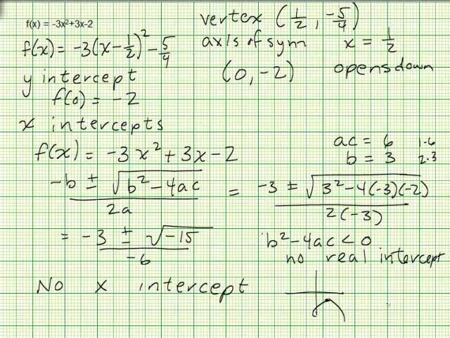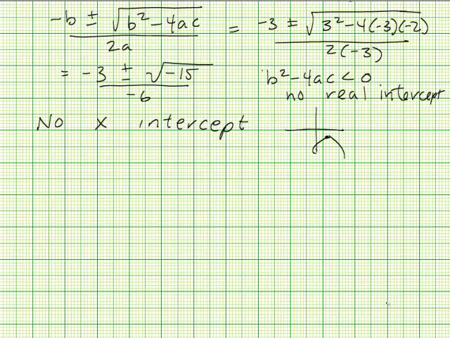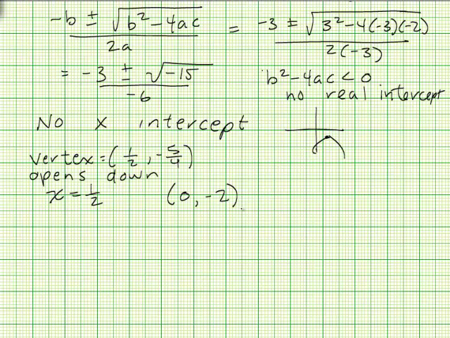Okay, well, we have everything now, and we can go ahead and graph this. So, of course, it all goes off my page. So I'm going to write the vertex here again. Our vertex is at 1/2, negative 5/4. We know that it opens down. We know that we have an axis of symmetry at x equals 1/2. We know that we have a y-intercept at the point 0, -2. And we have no x-intercepts. And so here we go. Let's just go ahead and graph this.